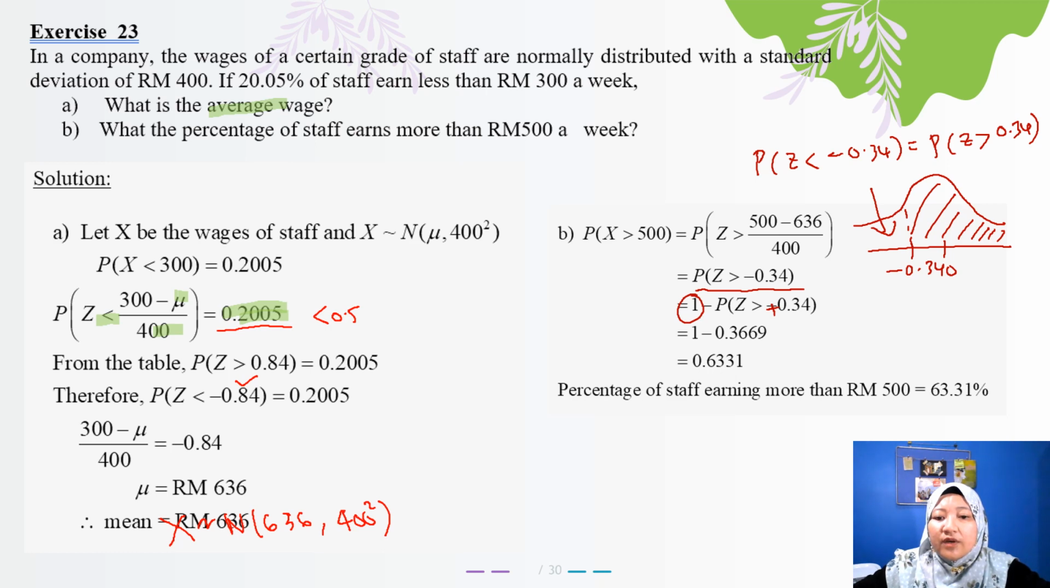So we have The probability is 0.6331. To find the percentage, we multiply with 100%. So we have 63.31%.